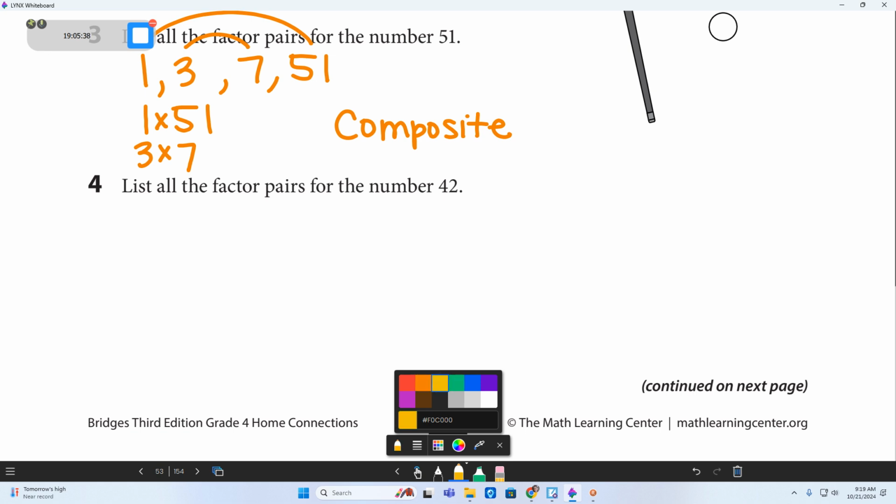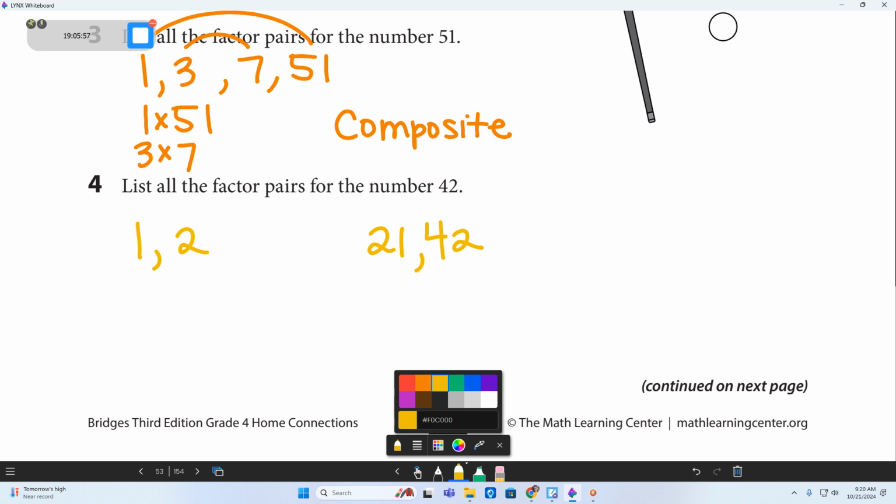All right, 42. Definitely 1 times 42, because duh, 1 always works. I know that 2 will work because 42 is even, so 2 times 21. Does 3 work?